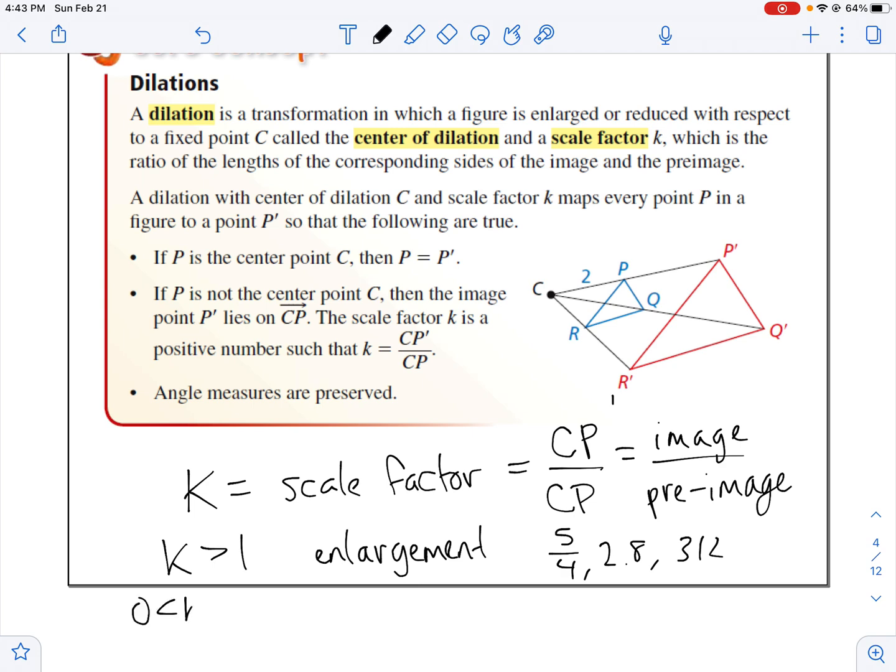And if K is between 0 and 1, we call that a reduction. So maybe K is like 1/3 or like 0.7. If it's between 0 and 1, it's a reduction. If it's bigger than 1, it's an enlargement. That's really all you need from this slide. If you want to write the rest, great, pause the video, but I'm moving on.